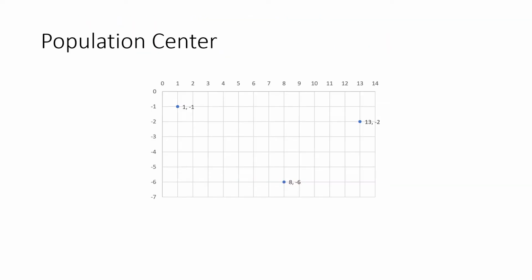Let's illustrate this with an example. Say we found 3 mussels on a simple grid. The one on the left is located 1 meter from the left and 1 meter down from the top. The middle one is 8 from the left and 6 from the top. And the one on the right is 13 from the left and 2 from the top.